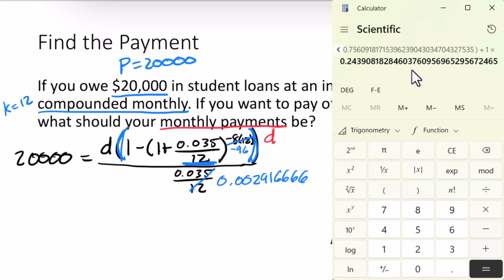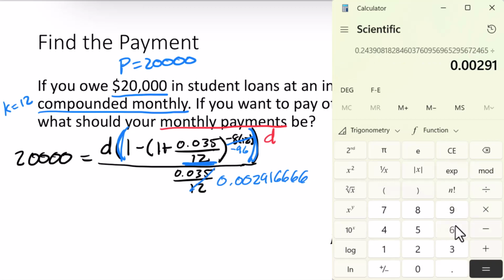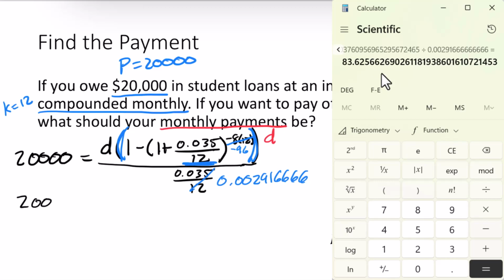So once I have that big set of parentheses simplified, then I can take this decimal and divide by the decimal on the bottom of the fraction. So 0.0029166666666, and that gives me this number here. So essentially what I've calculated so far is that 20,000 equals D times this 83.62566269, etc. And make sure you keep at least 6 decimal places here.